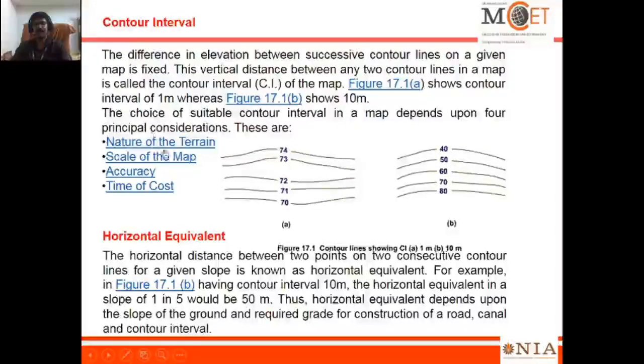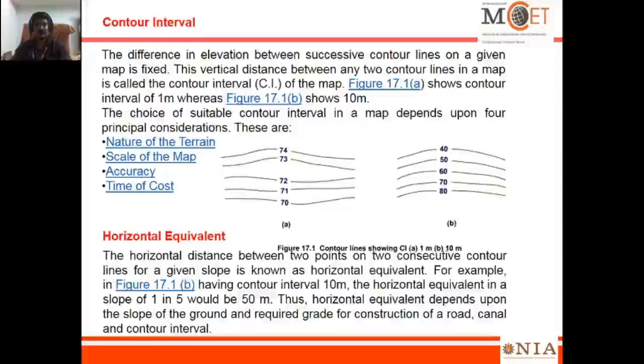The choice of a suitable contour interval in a map depends upon four principal considerations. What are they? It depends upon the nature of the terrain, what type of terrain, and the scale of the map, whether it is a small scale, a large scale or a medium scale, right? And the accuracy required, and time and cost, how much cost can be procured or involved. Based on that only, the contour interval can be chosen for drawing the contour map.